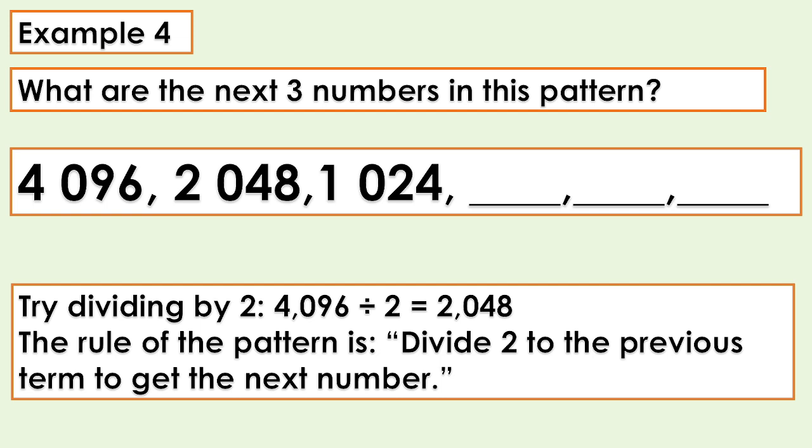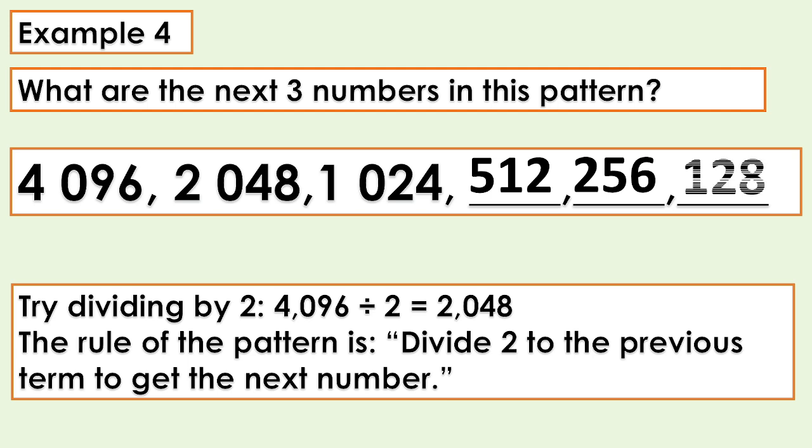So 1024 divided by 2 is 512. 512 divided by 2 equals 256. 256 divided by 2 equals 128.